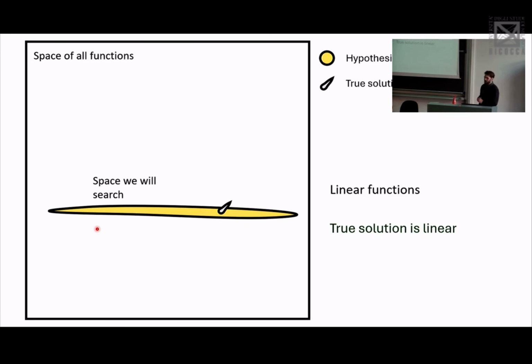However, we can make some hypotheses and use much smaller search spaces. So suppose that we want to fit a polynomial function or a linear function. We search only along this very small part of the space, and if the true solution is according to this model, that's good for us. But if it's not, we will never be able to find it.